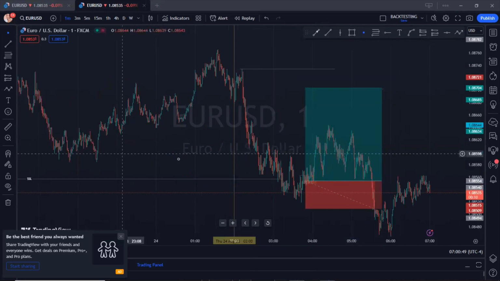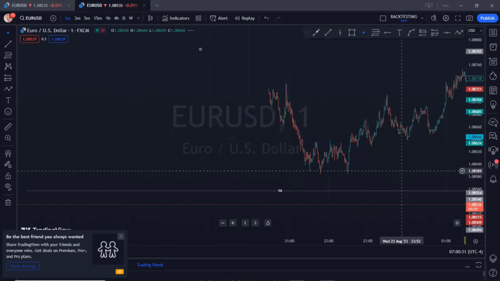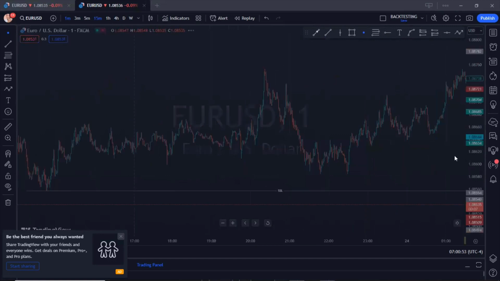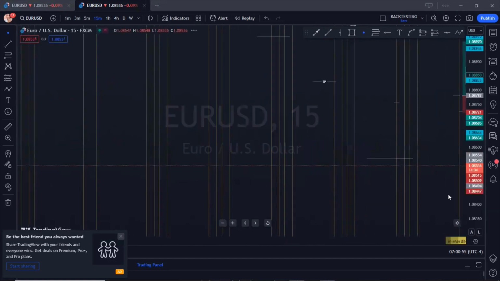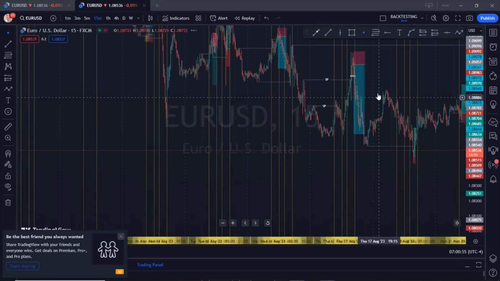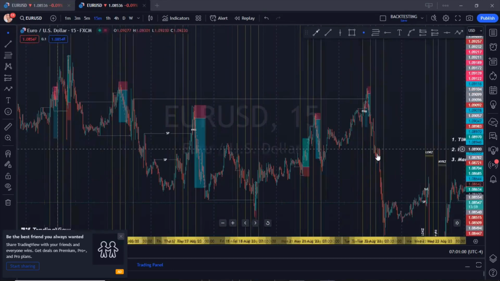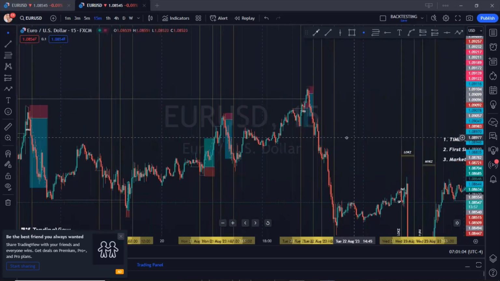So I'll be giving you the last example, which is a sell setup. Okay, so let's check previous day's trades. Let's look at the previous day's trades. Okay, let's look at this one here.